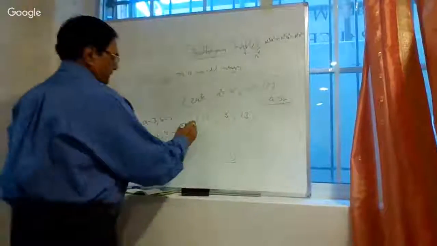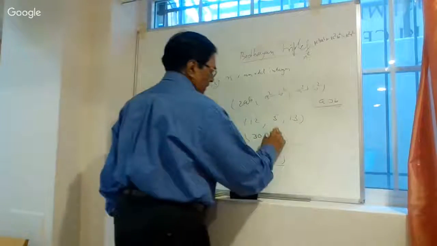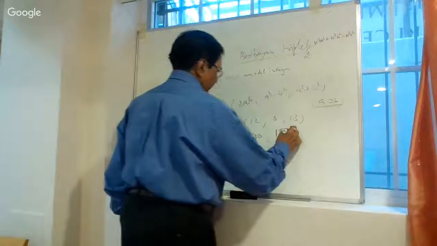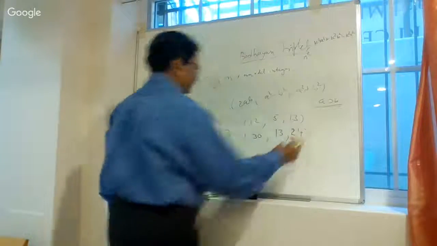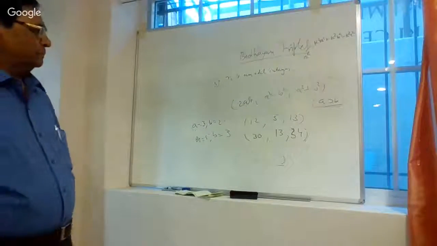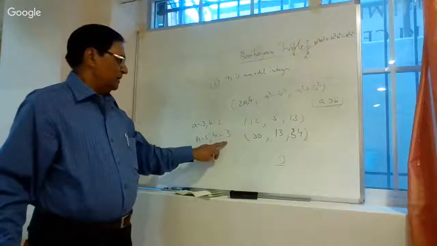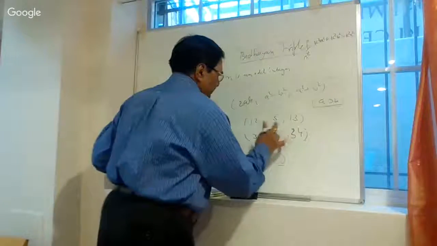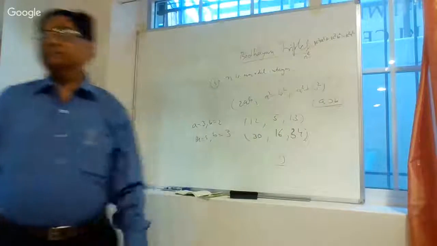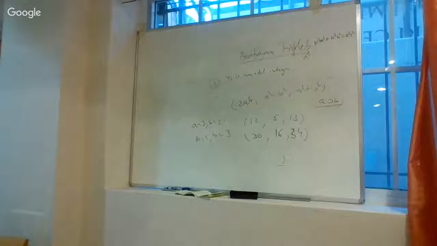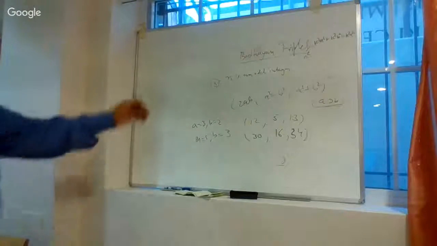So you can say 30, 16, 34: 25 minus 9 is 16, 25 plus 9 is 34. Sorry. And 8, 15, 17 there. Right. So you can find out many more.